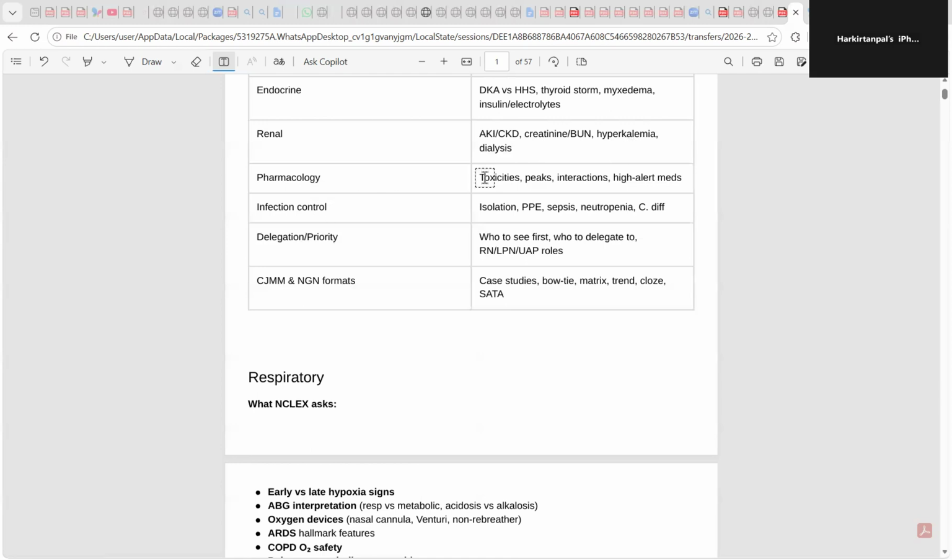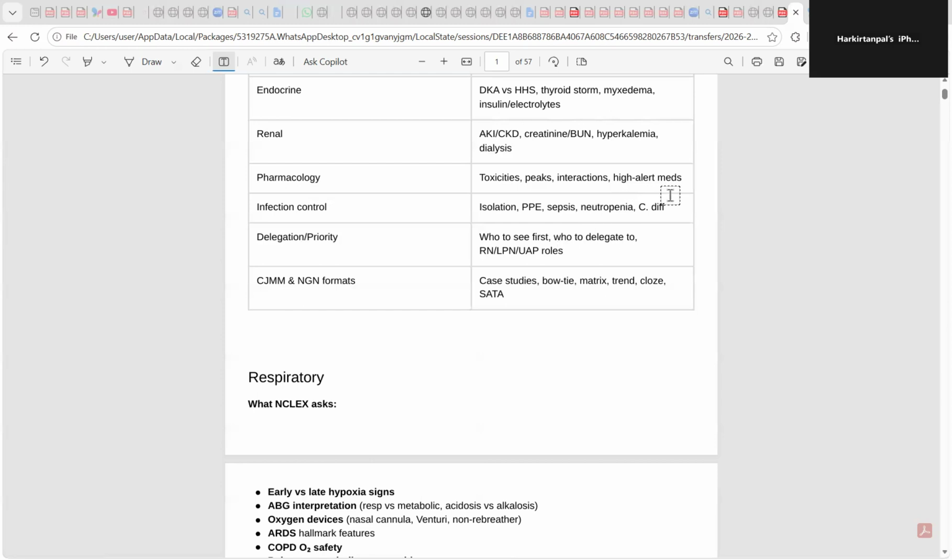And in pharmacology, mainly drug toxicity, peak action, for example insulin peak action, drug interaction, and high-alert medications. Also blood transfusion: the blood should be verified or cross-checked by two registered nurses. Then infection control, mainly the type of isolation, the PPE, sepsis, neutropenic precautions, and Clostridium difficile.